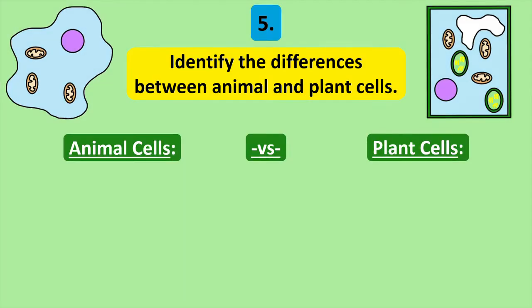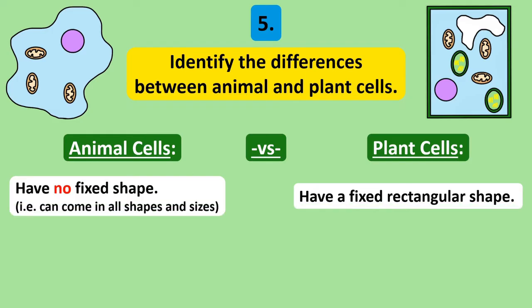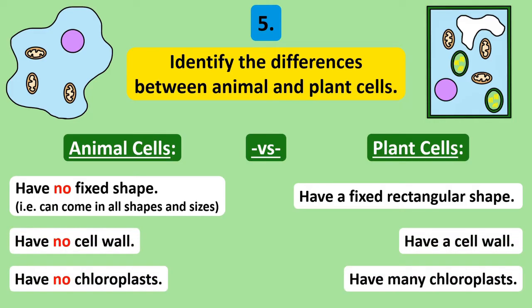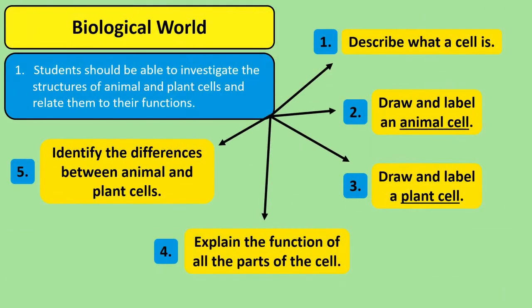Comparing both animal and plant cells, you need to be able to identify 3 differences between them for your exam. The most glaring difference we can see is that animal cells have no fixed shape. They come in all shapes and sizes, whereas plant cells are rectangular in shape, like blocks in a wall. Animal cells lack both a cell wall and chloroplasts, while plants have both of these things. And that's what you're expected to know about cells for your Junior Cycle science exam.